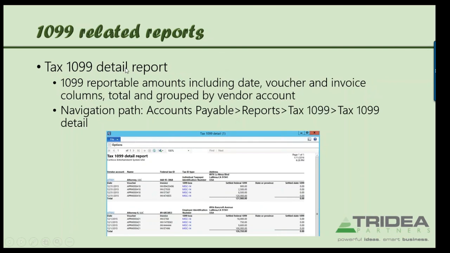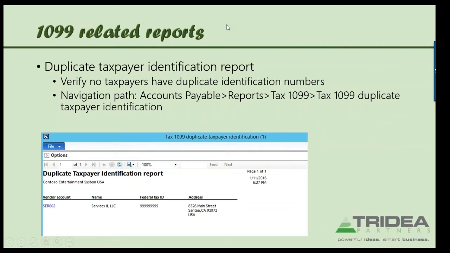There's also a Tax 1099 Detail Report. And this one is also grouped by vendor account, but it shows you more detail for the transactions, such as the date, the voucher, the invoice number, and it's also totaled and grouped by vendor account. And then lastly, there's a duplicate taxpayer identification report, and you can run this to verify that no vendors have the same taxpayer ID.